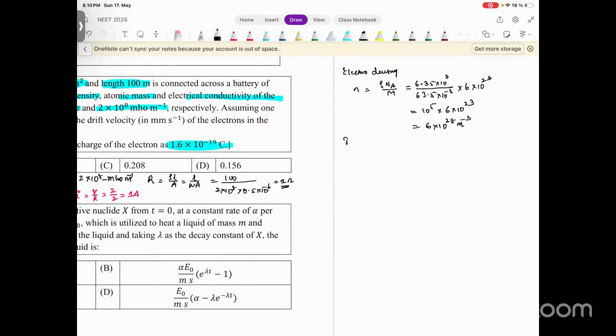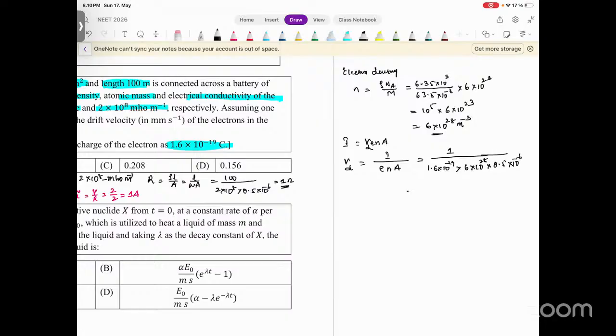Now use the relation I is equal to VENA. Drift velocity. So drift velocity will be equal to what? I divided by E into N into A. Current, how much do we have now? 1 ampere we got, divided by charge of electron, you already know it, 1.6 into 10 to the power of minus 19, into n value, I got 6 into 10 to the power of 28 above, into area, 0.5 into 10 to the power of minus 6.